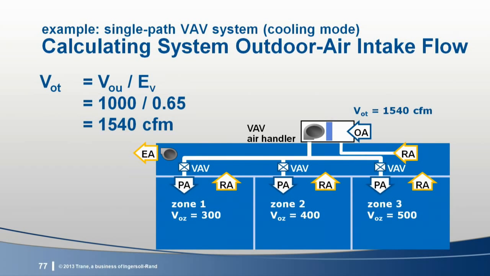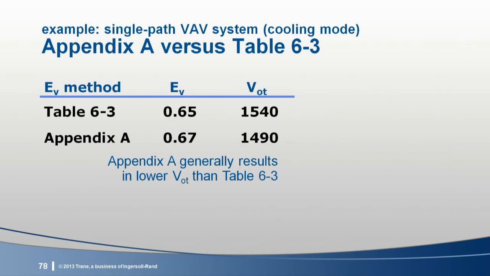For our example, using the default value of 0.65 for system ventilation efficiency, the required outdoor air intake would be 1,540 CFM. So in this case, using the calculations in Appendix A resulted in a system intake airflow that is less than what would have been required if we used the default from the table.